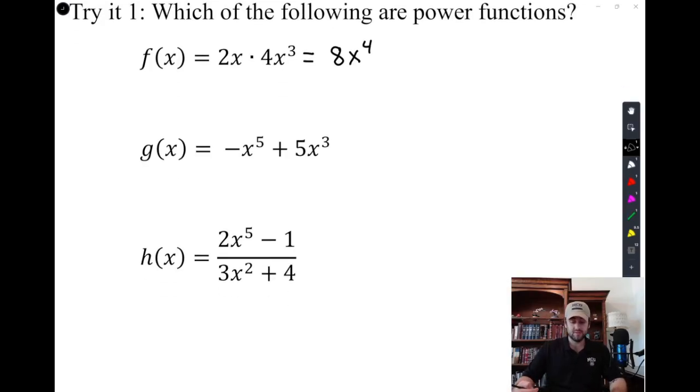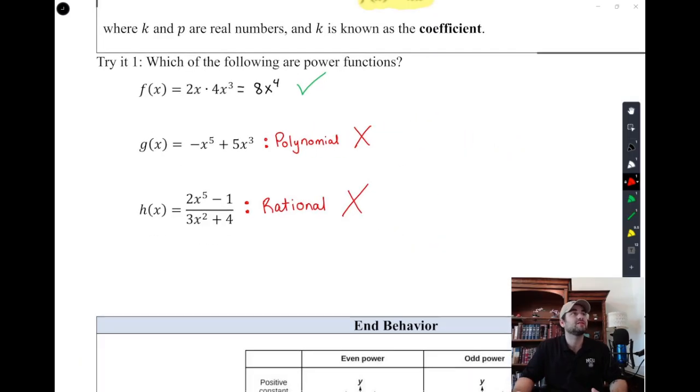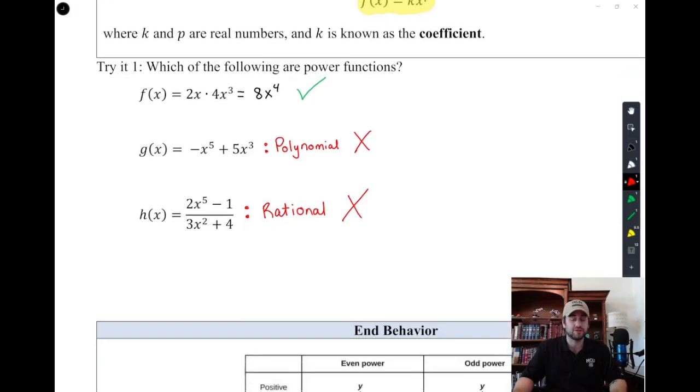The next one, you might recognize, so is that a power function based on kx^p? It is. K would be 8, and x to the fourth, 4 would be p. This next one you might recognize as a polynomial. Notice it has two kx^p terms, not one, and so it's not a power function. And this next one you may recognize, if you've seen anything like this before, as a rational, and so it's not kx^p. So just a little bit of recognizing what looks like a power function.